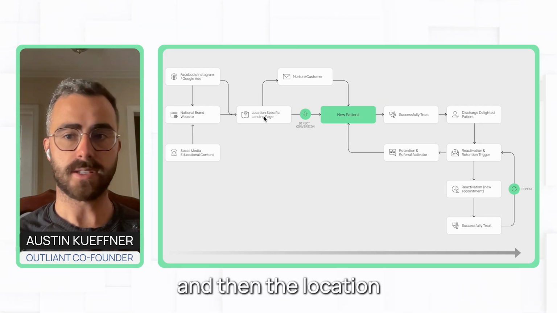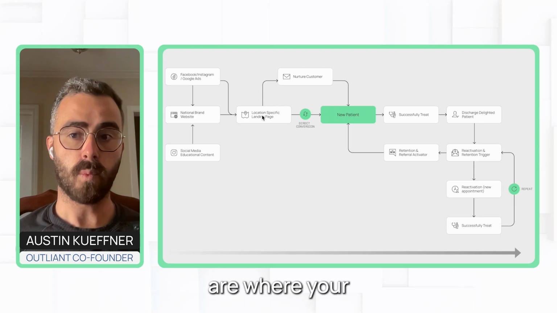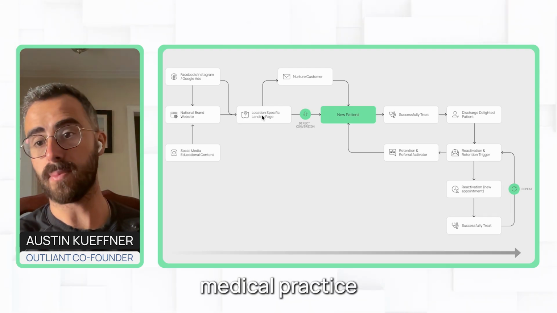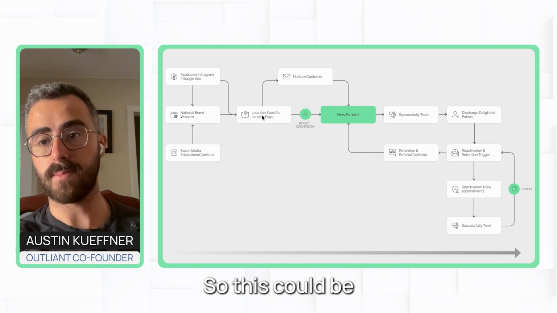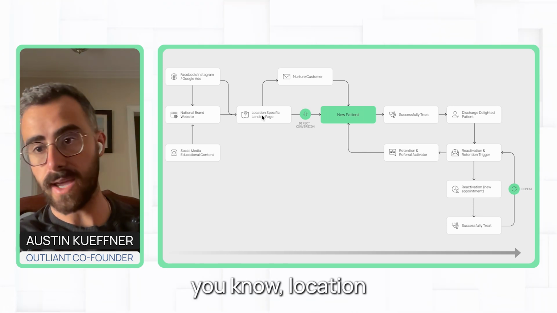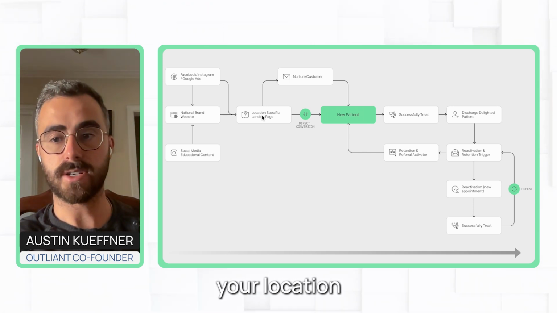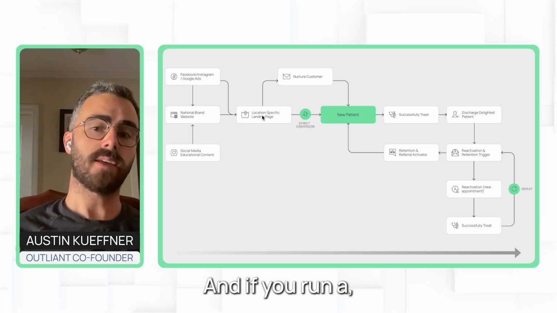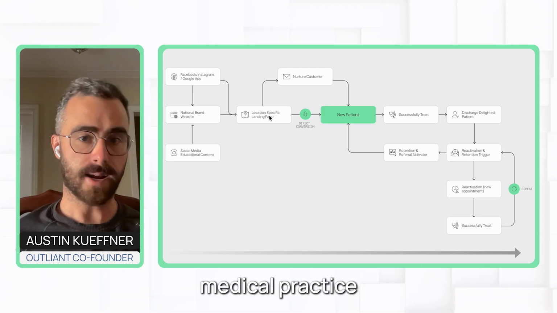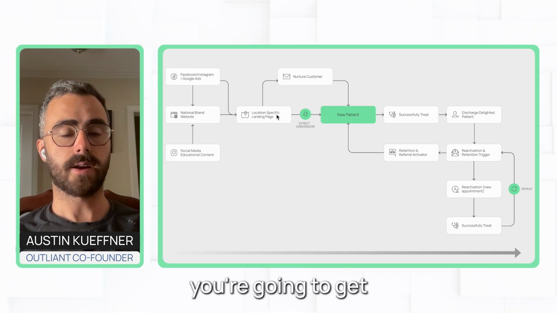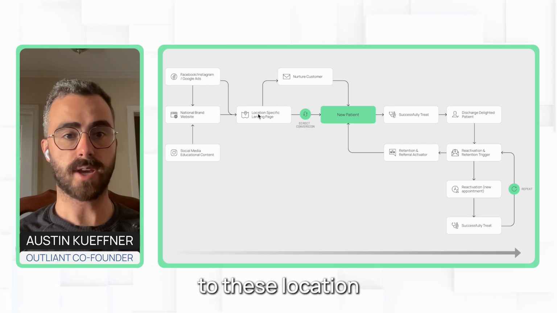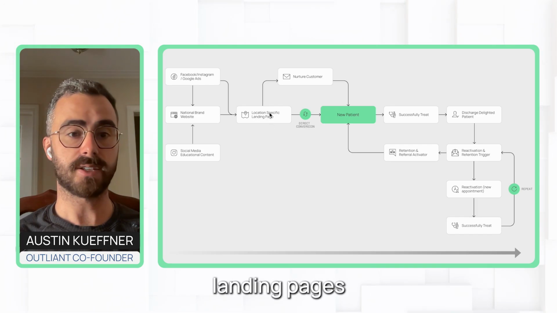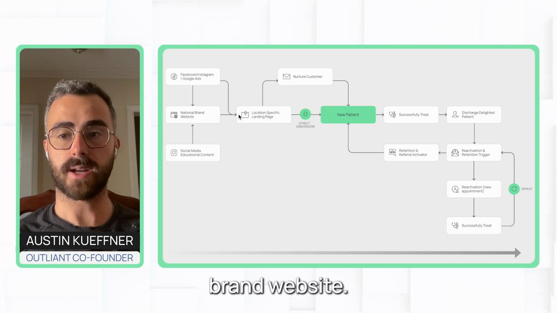And then the location specific pages are where your medical practice locations are, right? So this could be your location in Washington, D.C., your location in Miami, and so on. And if you run a medical practice that's typical to what we see, you're going to get just as much traffic, if not more traffic, to these location specific landing pages as you do to your national brand website.